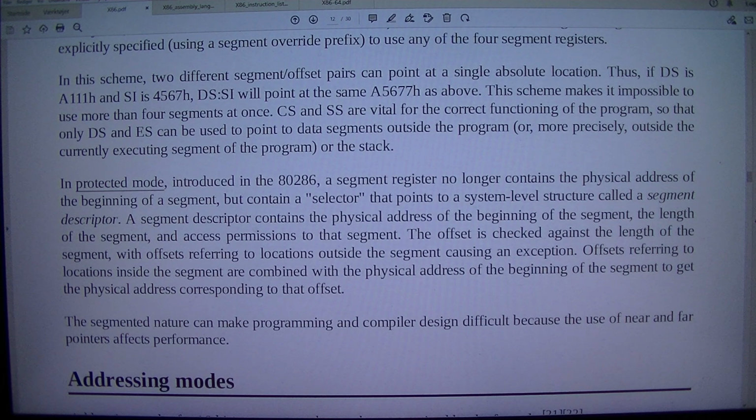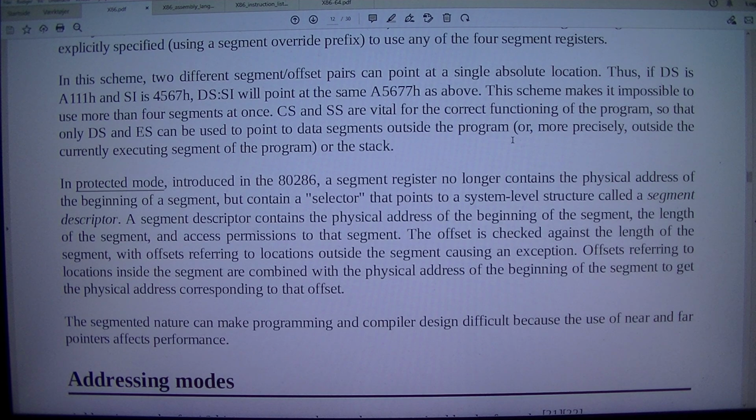Thus, if DS is A111H and SI is 4567H, DS:SI will point at the same A5677H as above. This scheme makes it impossible to use more than 4 segments at once. CS and SS are vital for the correct functioning of the program, so that only DS and ES can be used to point to data segments outside the program, or, more precisely, outside the currently executing segment of the program, or the stack.